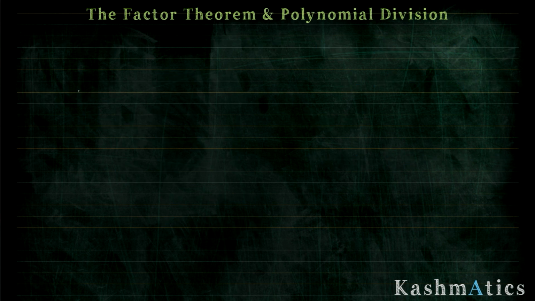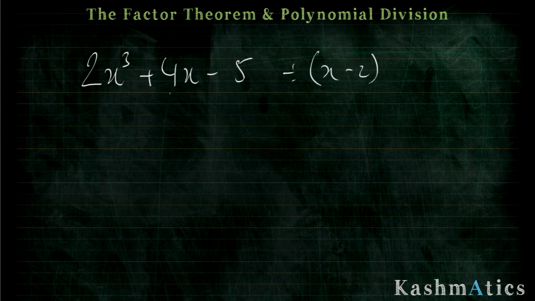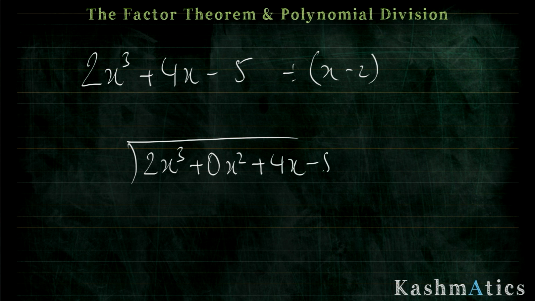Now, before I finish, there is one last thing I need to warn you about, and that is when you have a polynomial that hasn't got all the terms in it. For example, if I had a cubic like 2x cubed plus 4x minus 5, and imagine I was dividing it by x minus 2. I've just made this up; x minus 2 might not even be a factor of this. When you're setting it up, you need to set it up as 2x cubed plus 0x squared plus 4x minus 5.